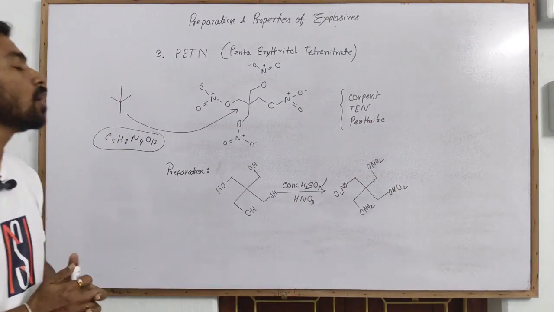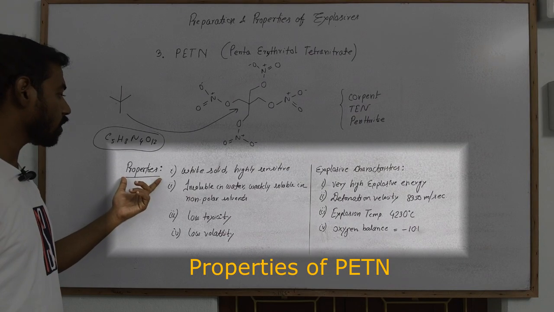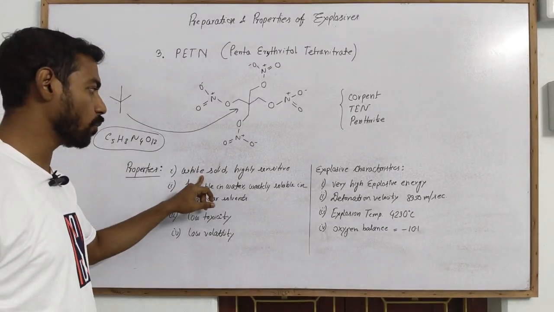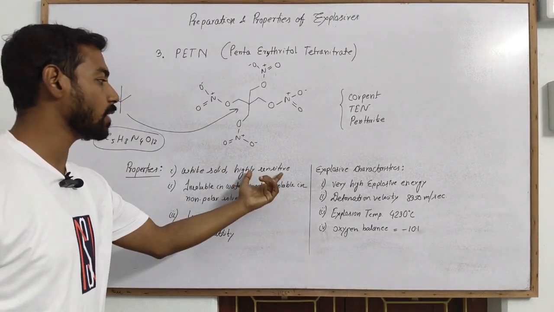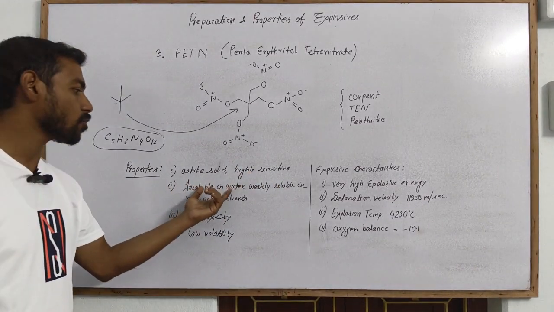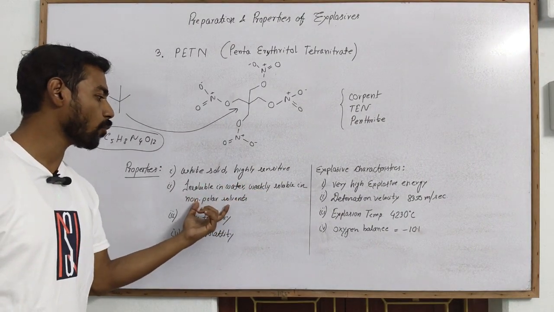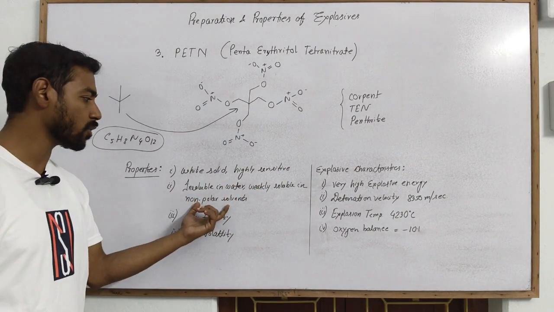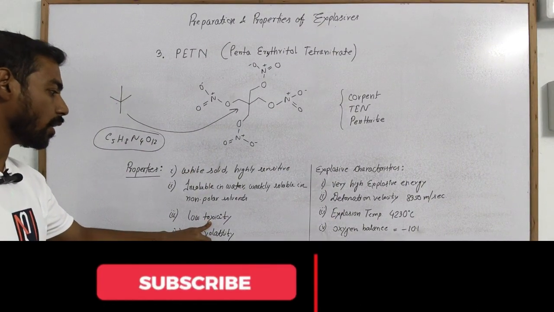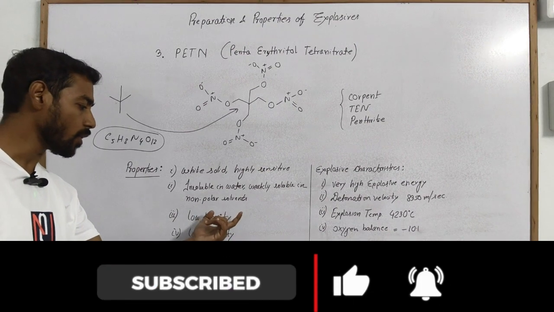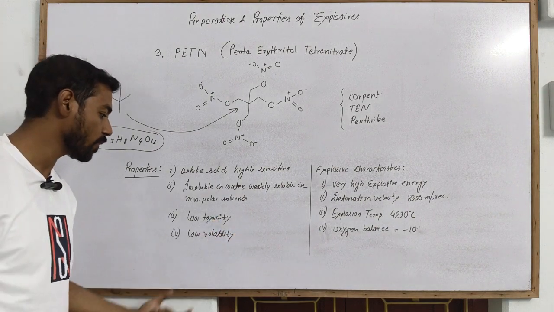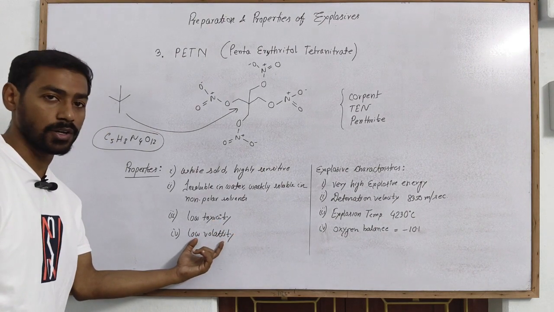So next we will discuss the properties. These are the important properties of PETN. It is a white crystalline solid at room temperature, and it is comparatively highly sensitive to the action of heat, pressure, friction, etc. It is basically insoluble in water but weakly soluble in non-polar solvents like aliphatic hydrocarbons and somewhat in acetone. Its toxicity is comparatively low, and it undergoes bacterial biodegradation slowly. It has comparatively less volatility.